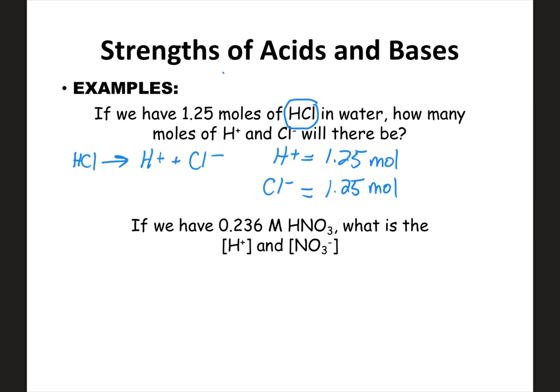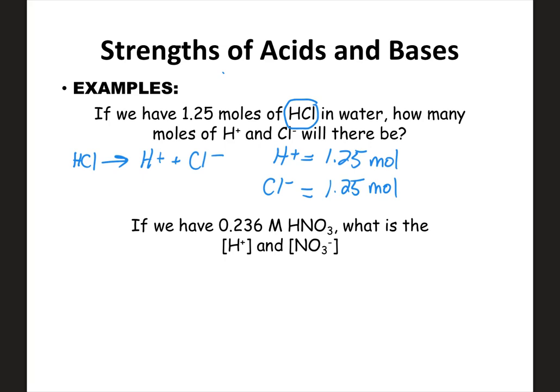If we look at the second example, this time if we have 0.236 molar HNO3, what is the concentration of each of the ions? Again, nitric acid is one of the strong acids, so it dissociates 100% into the ions.